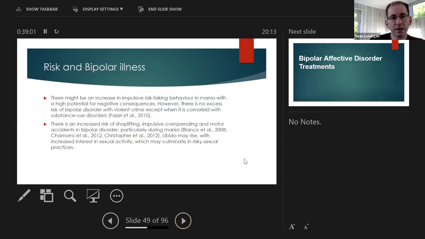There might be an increase in impulsive risk-taking behavior in mania with a high potential for negative consequences. However, there is no excess risk of bipolar disorder with violent crime, except when it's comorbid with substance use disorders. There may be an increase of impulsive behavior problems such as shoplifting, overspending, motor accidents, perhaps, or risky sexual practices.